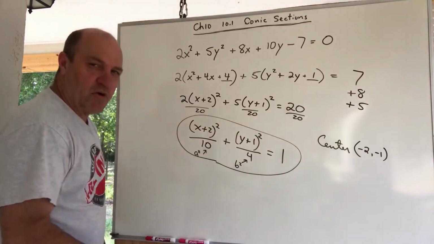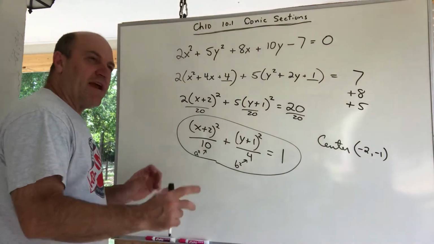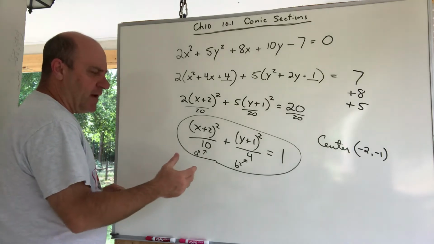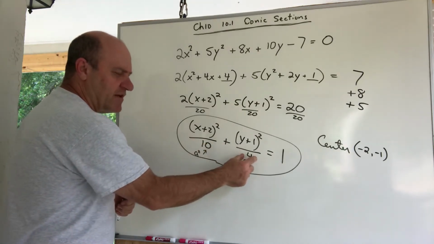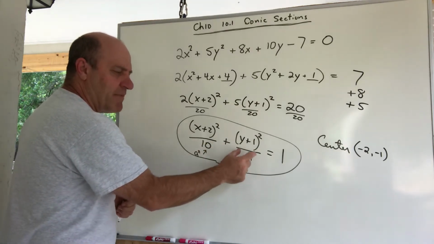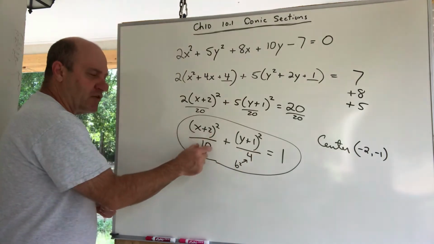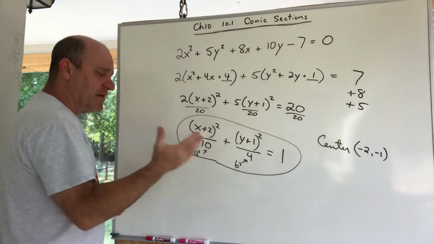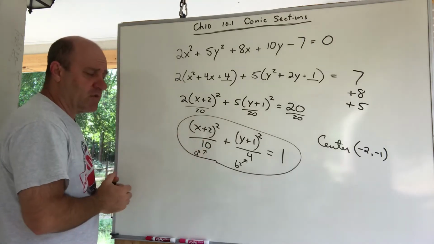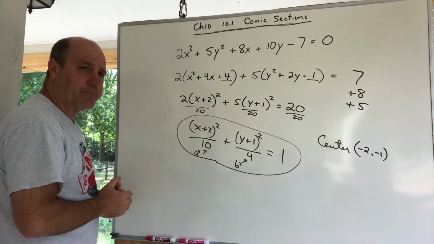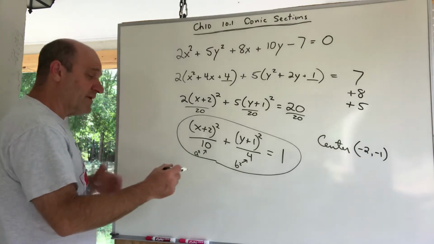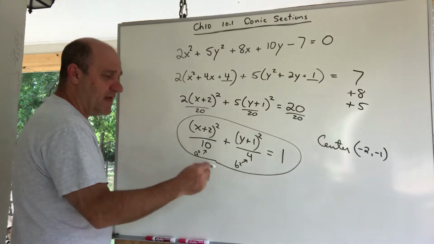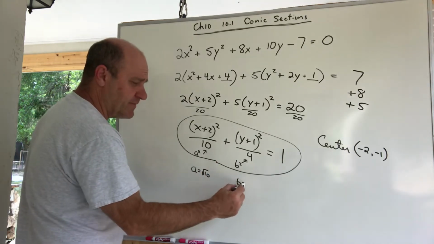But the way our book talks, whatever's the bigger number is what you call a squared. So it could be that a squared, if the bigger number was underneath the y, maybe that's the a squared, and the smaller number is called b squared. So they could be in different places, but the bigger number is what you call a squared. And so, what is a? a is the square root of 10, and b is 2.